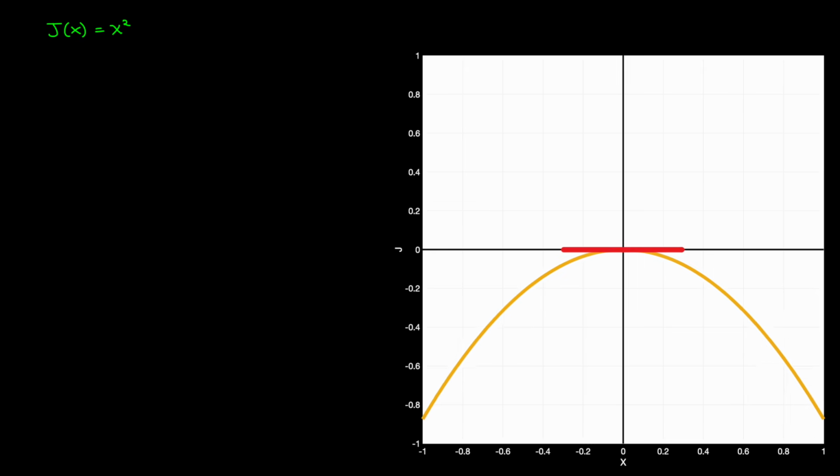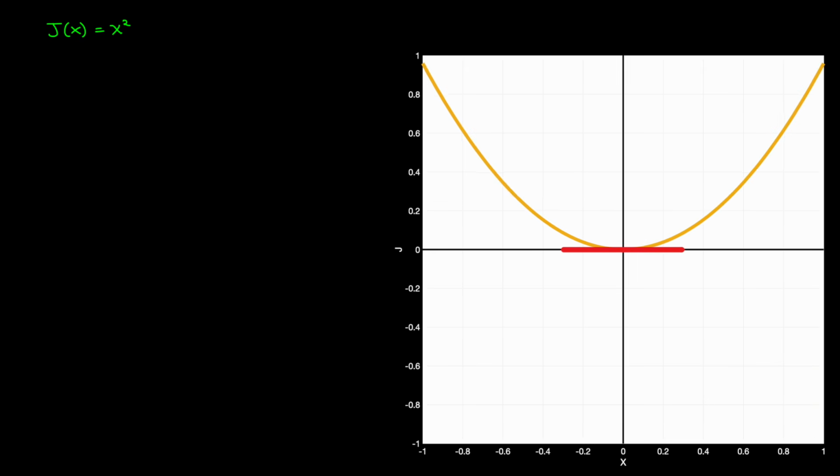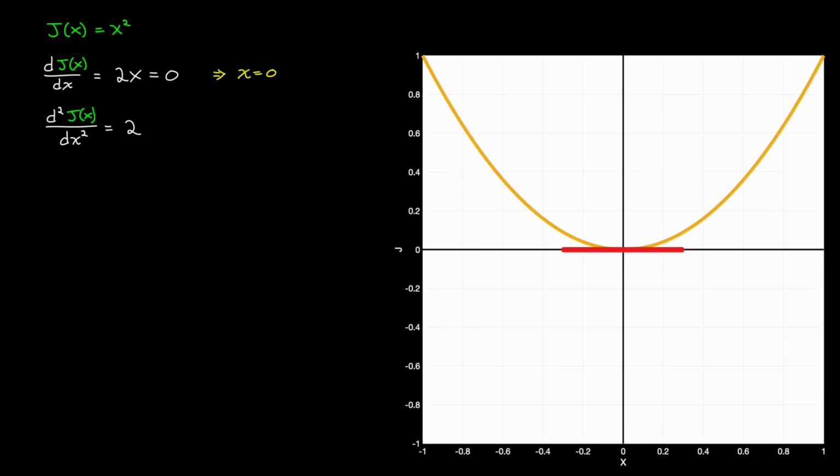Therefore, for J equals x squared, we can solve for where the slope is 0 by taking the derivative of the function with respect to x, and then just setting that derivative equal to 0. And then we can determine that the rate of change of the slope is positive by just looking at the second derivative at this point.